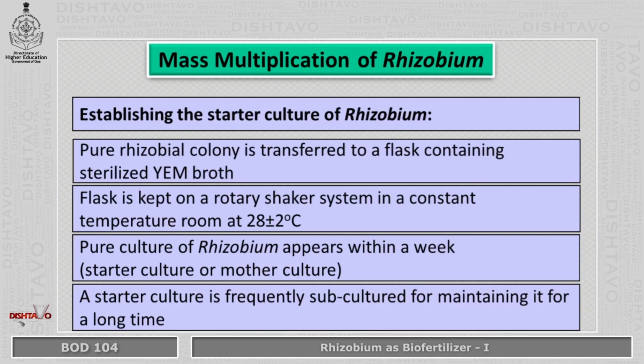Mass multiplication of rhizobium. For establishment of the starter culture of rhizobium, pure rhizobial colony is transferred to a flask containing sterilized YEM broth. The flask is kept on a rotary shaker system in a constant temperature room at 28 degrees Celsius. Pure culture of rhizobium appears within a week. This is the starter culture or mother culture. A starter culture is frequently subcultured for maintaining it for a long time.